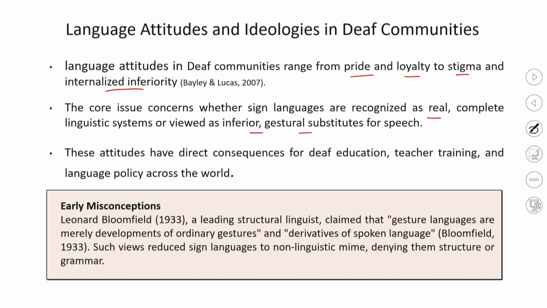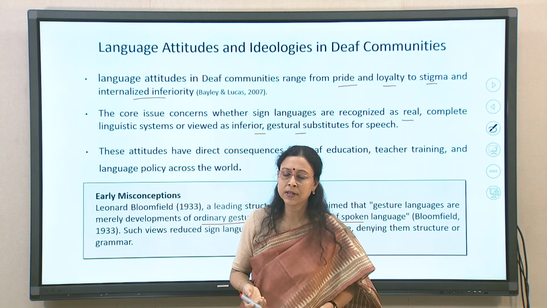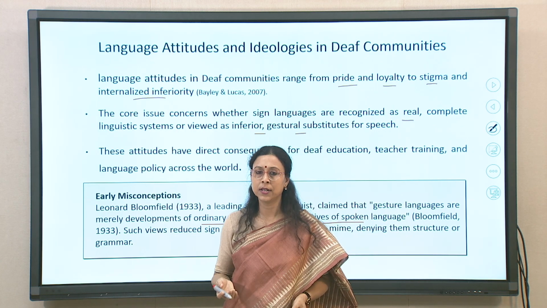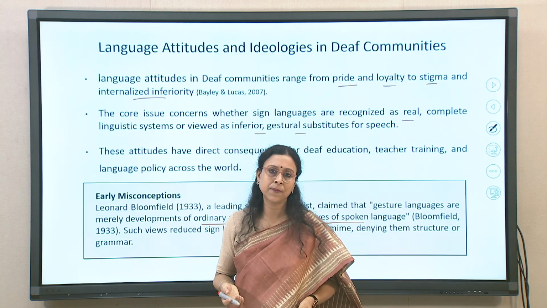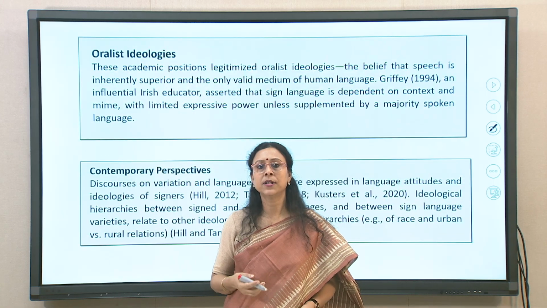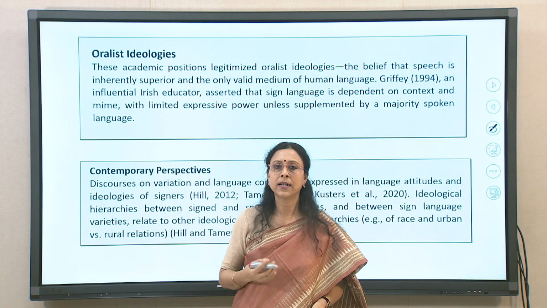Even early there were misconceptions, even somebody like Bloomfield, a leading structural linguist, claimed that gesture languages are merely developments of ordinary gesture and derivatives of spoken language. So, that was of course in the 1930s. Initially the spoken language community did not look upon the deaf signers as equal. It was considered some sort of a derivative form, but of course, today things have changed, but not entirely.